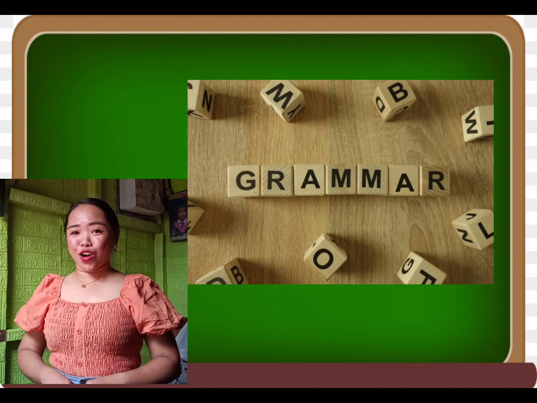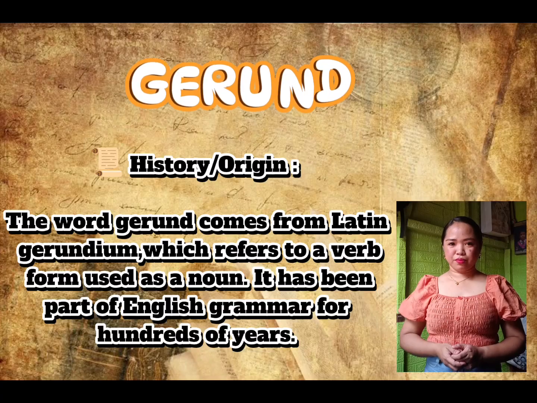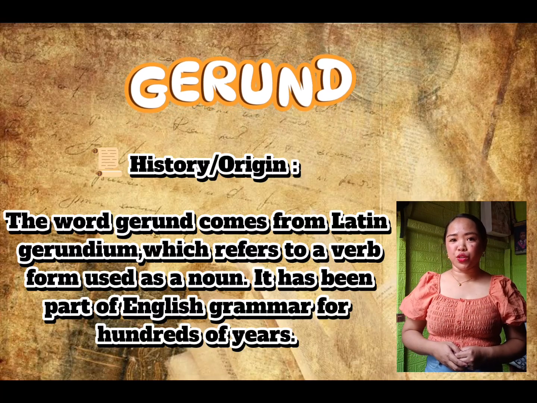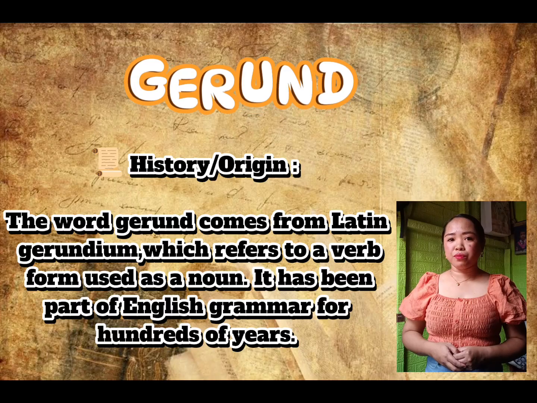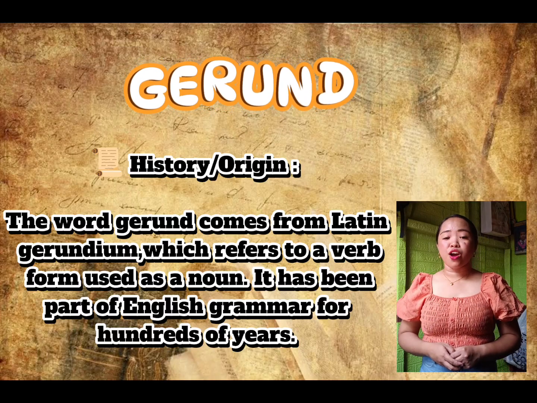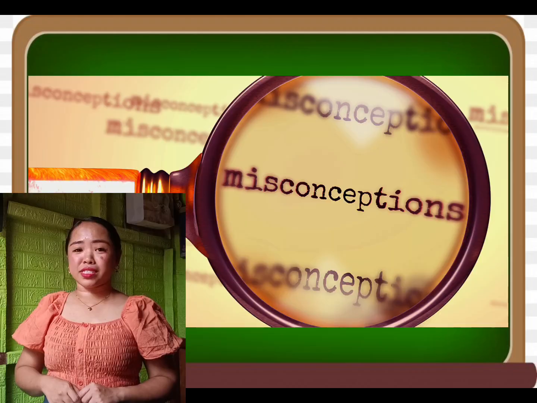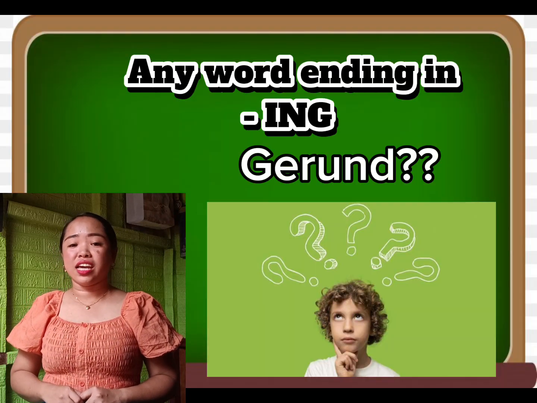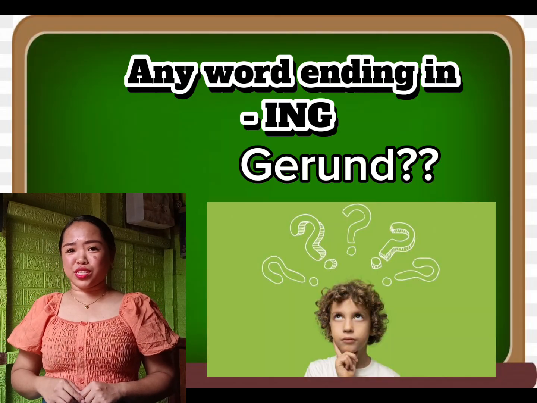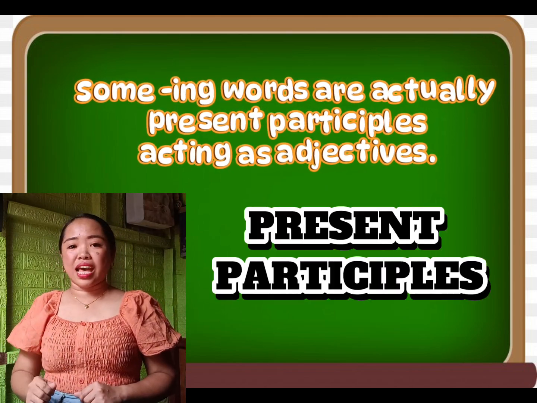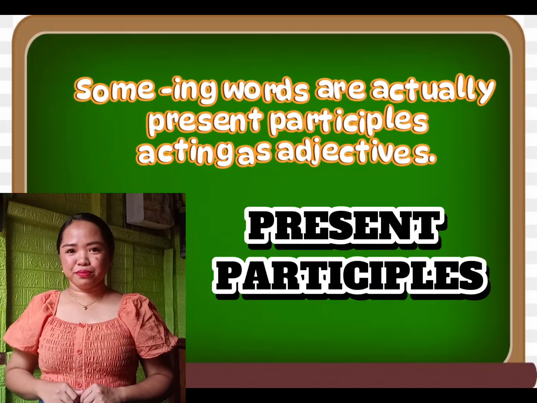Now, let's move on to the grammar part. Gerund. The word gerund comes from the Latin gerundium, which refers to a verb form used as a noun. It has been part of English grammar for hundreds of years. But take note of this common misconception. Many people think that any word ending in ing is a gerund, but that's not always true. Some ing words are actually present participles acting as adjectives.